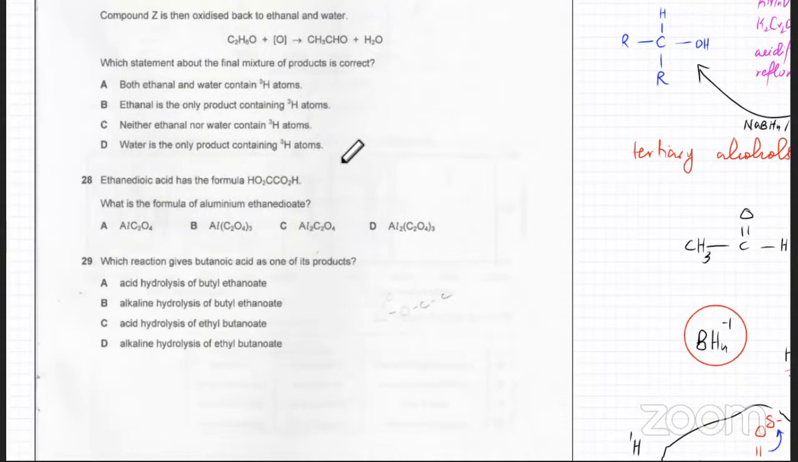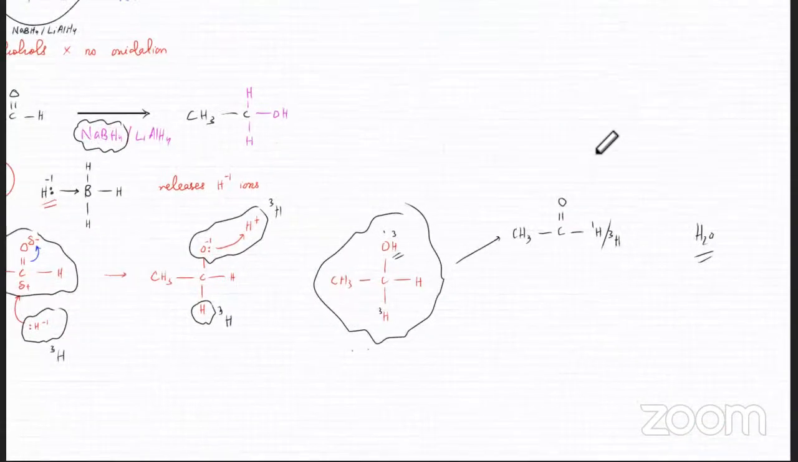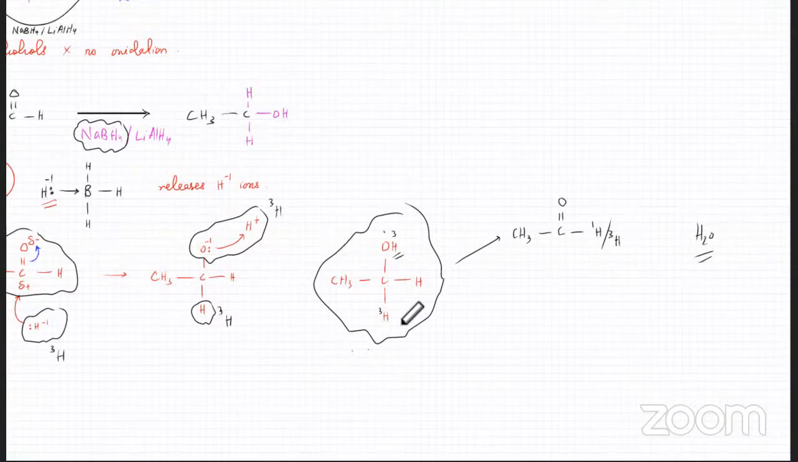If you look at all the statements, he's saying at the end of the day, both ethanol and water would contain H3 atoms. That looks to be correct. Why? Because, I mean, that looks correct. H3 is lost, and this H over here is lost. That would form water, and there's going to be one H3 that would be left in the aldehyde.